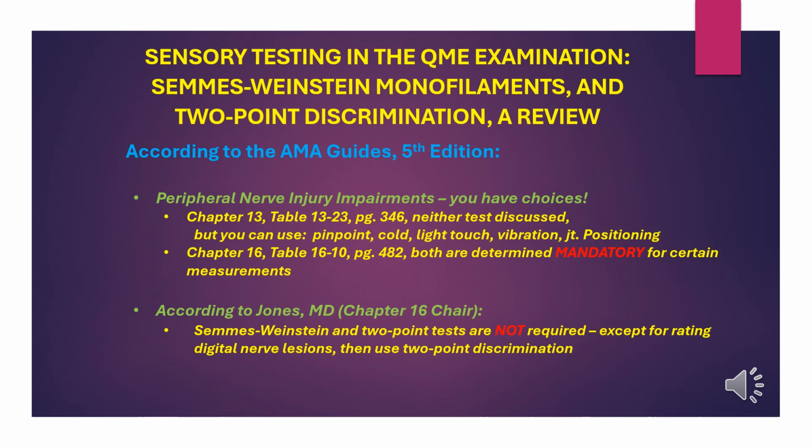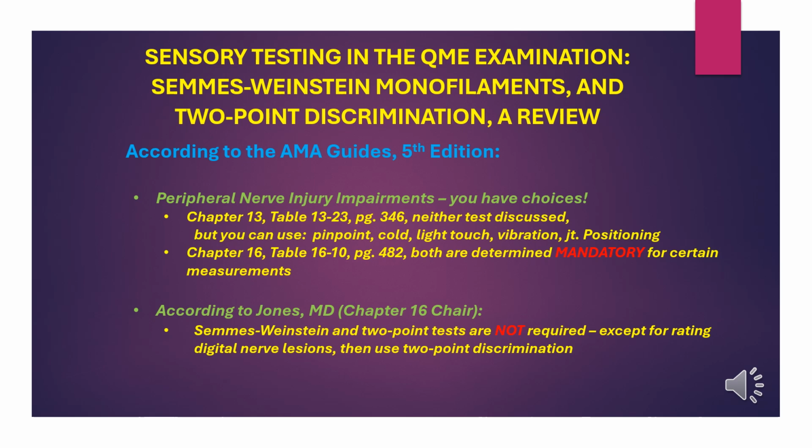And Table 13-23 does not even mention 2-point discrimination, and the Semmes-Weinstein monofilament test is not discussed in Chapter 13 either. So even if both of the tests are determined to be mandatory in Chapter 16 for these measurements, they're not mandated at all for use in Chapter 13. So you as a QME should have, and do have, in your discretion the choice of these methods. Chapter 13 provides examples and also the methods that are used by physicians to determine sensory loss, where pinprick, cold, light touch, vibration, and joint positioning are used.